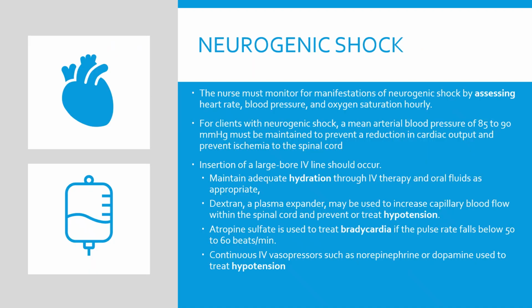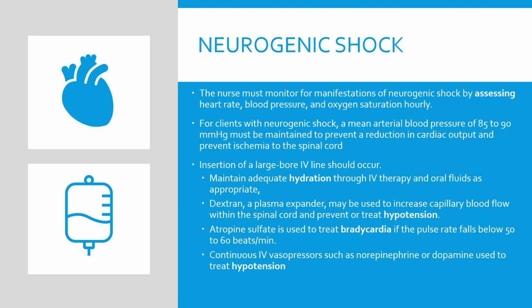With neurogenic shock, the nurse must monitor for manifestations of neurogenic shock by assessing their heart rate, blood pressure, and oxygen saturation hourly. You want to also monitor for temperature dysregulation, which includes warm or flushed skin, reduced level of consciousness, and decreased urinary output. For clients with neurogenic shock, a mean arterial blood pressure of 85 to 90 must be maintained to prevent a reduction in cardiac output and prevent ischemia to the spinal cord.